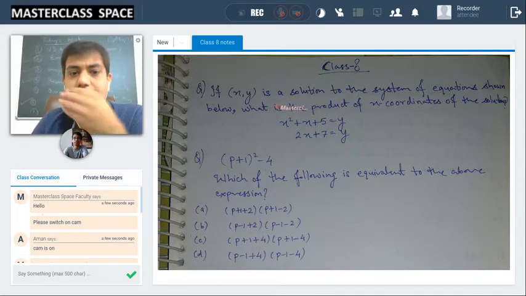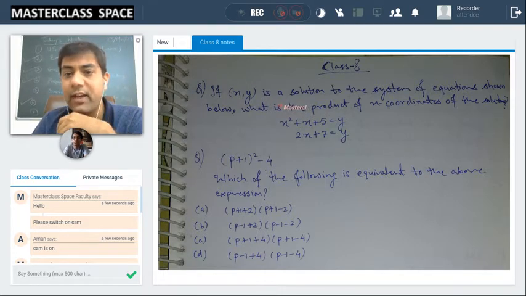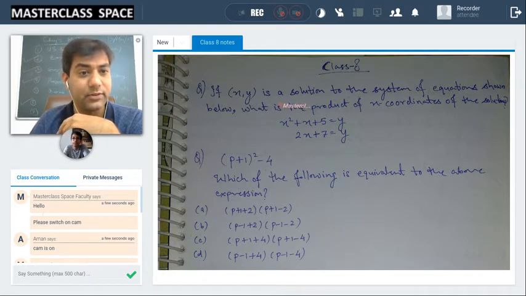So let's start. If (x, y) is a solution to the system of equations shown below, what is the product of the x coordinates of the solution? Let's do this.